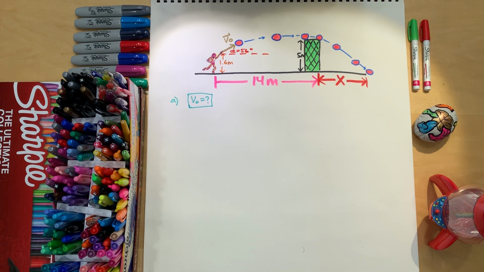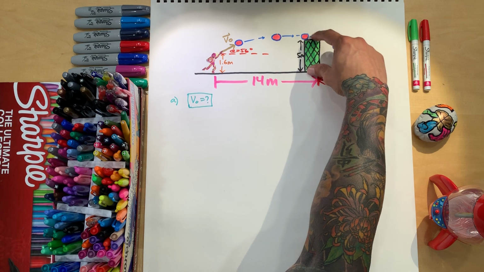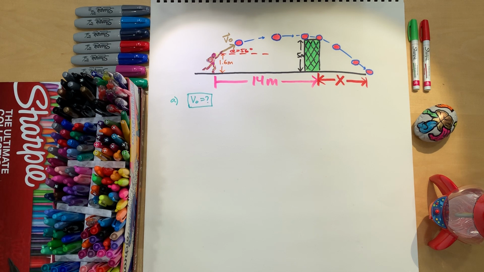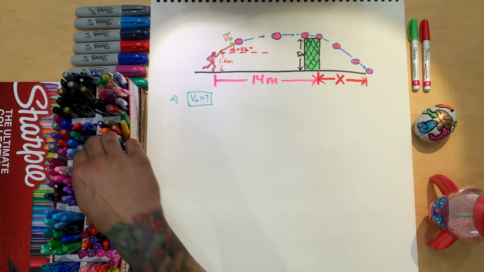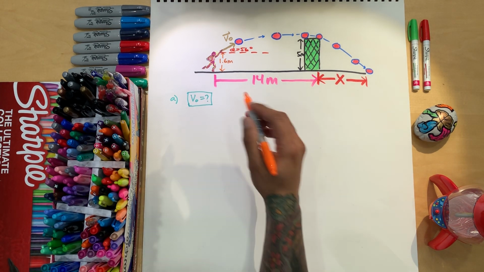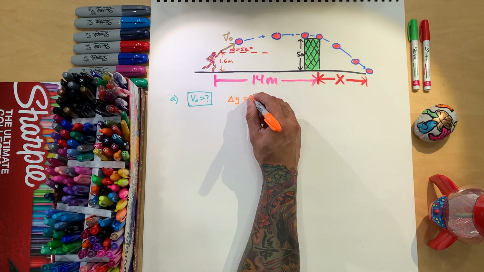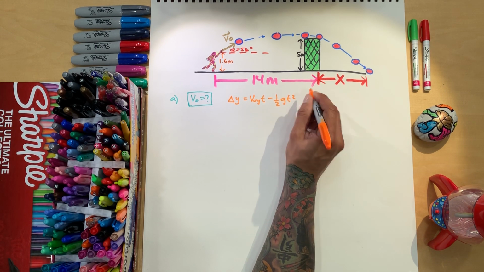Okay, so let's approach it how we approach the other ones. What formulas do we know, or what things do we know? We want to know if we can clear this part of the fence. This direction is in the y, so maybe I can start off with the formula for displacement in the y. Let's just write it out. Delta y is equal to v initial in the y times time minus 1/2 g t squared.